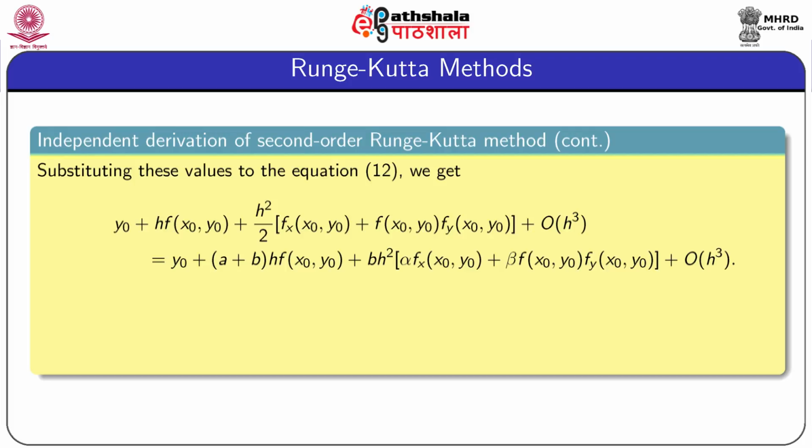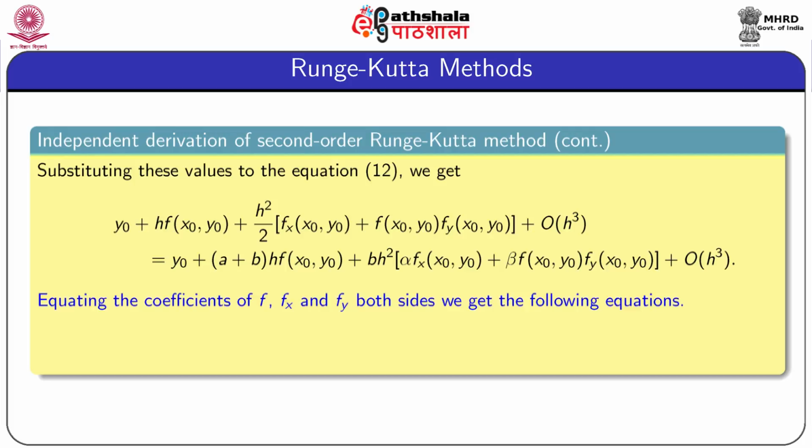Now to find the values of a, b, alpha and beta, we compare this equation for the coefficients of f, fx, that means del f/del x, and del f/del y, on both sides of the above equations, and we get a plus b equal to 1. Note that the coefficient of h into f of x0, y0 is a plus b on the right hand side and it is 1 on the left hand side. The second term gives alpha b equal to half, and the third one gives beta b equal to half. So these are the three equations, and from these three equations we can determine the values of the 4 parameters a, b, alpha and beta.